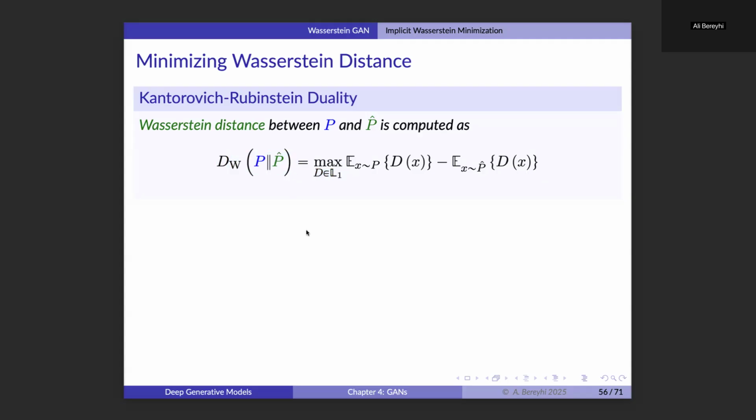So this, as compared to the previous definition, is much easier for us to approximate in practice. Why? Okay, look at this D.